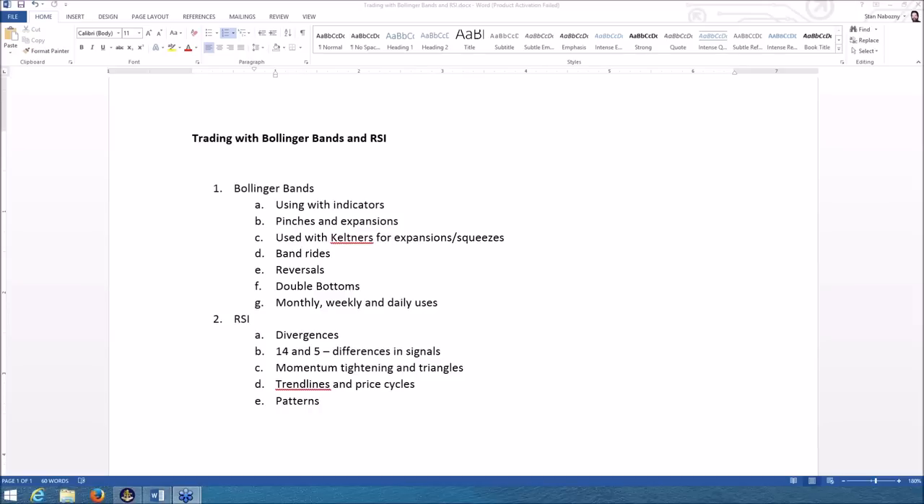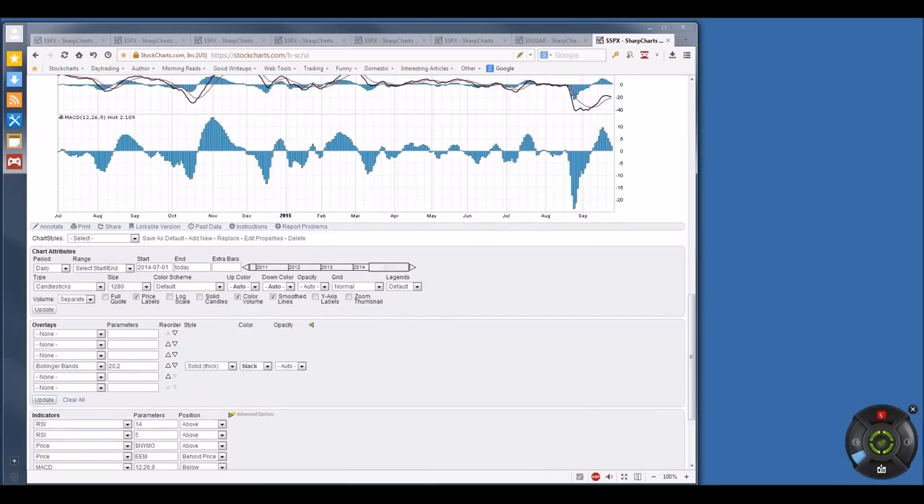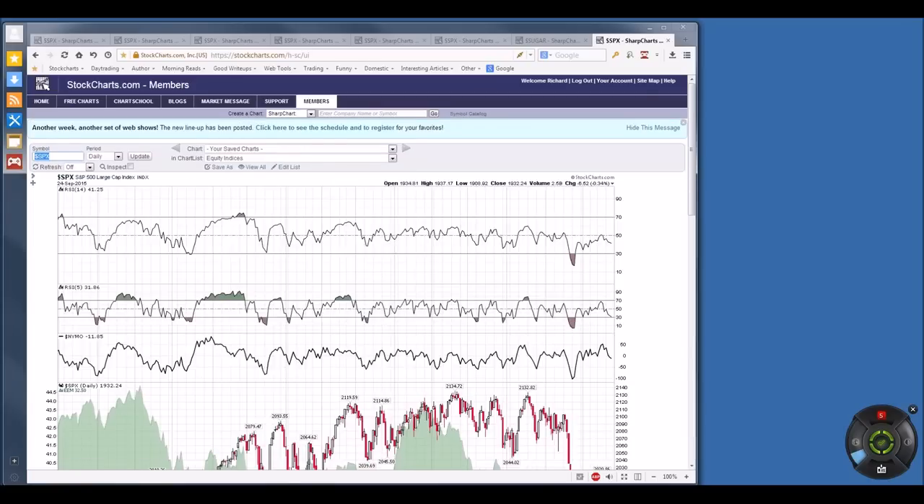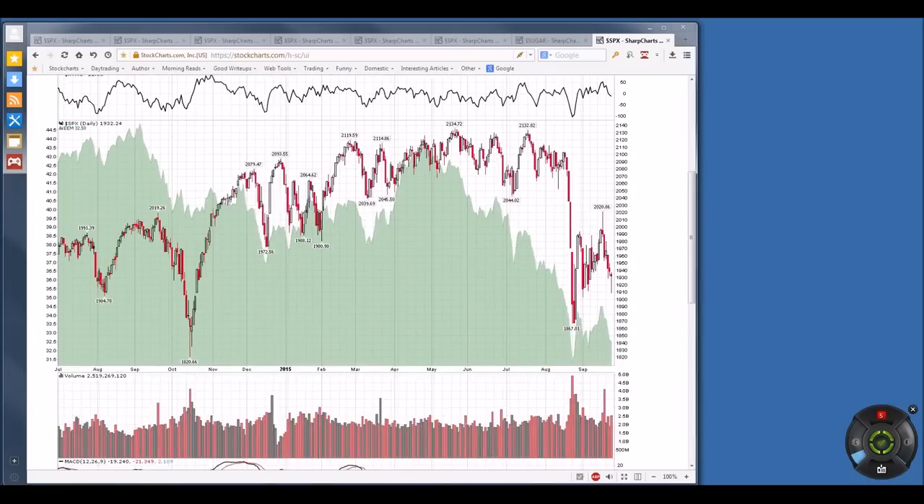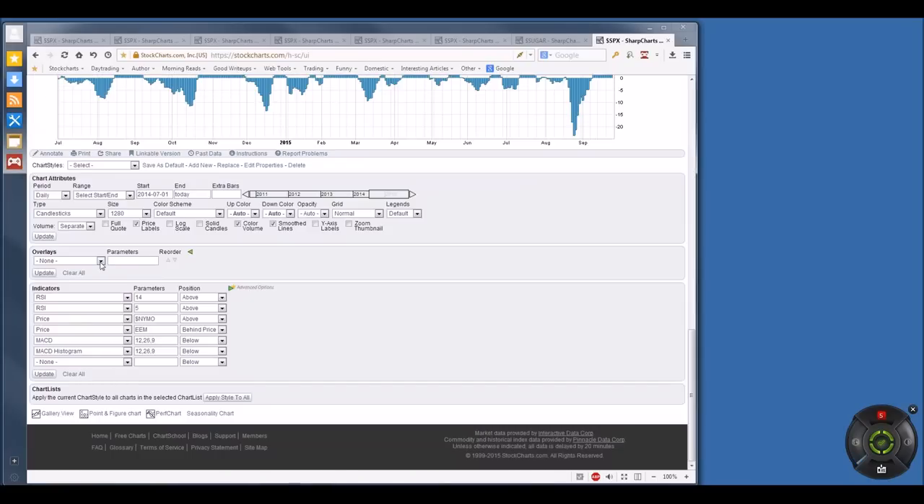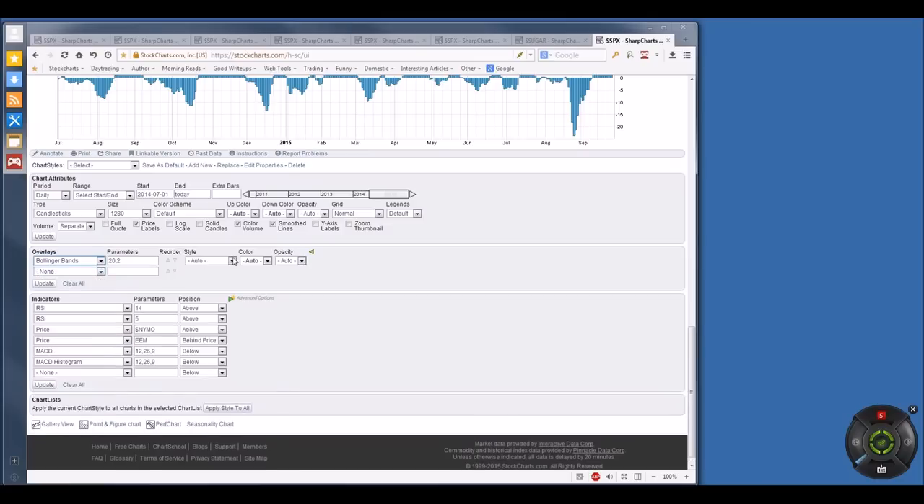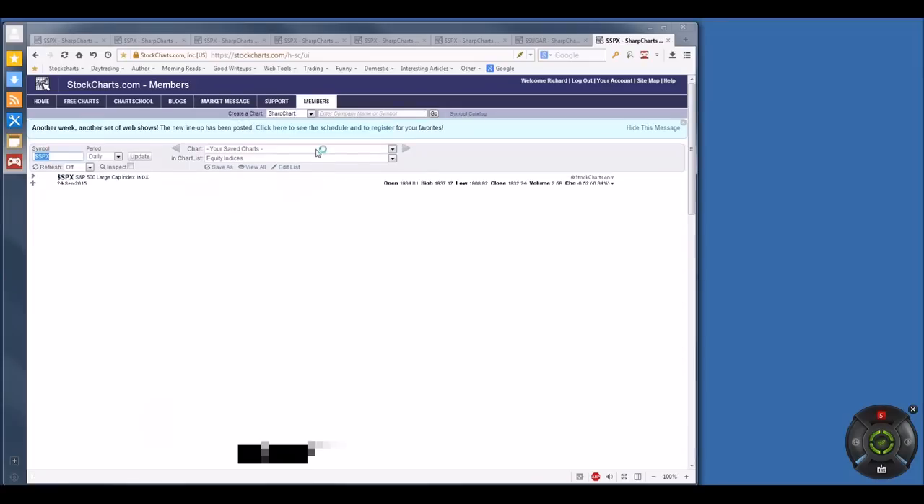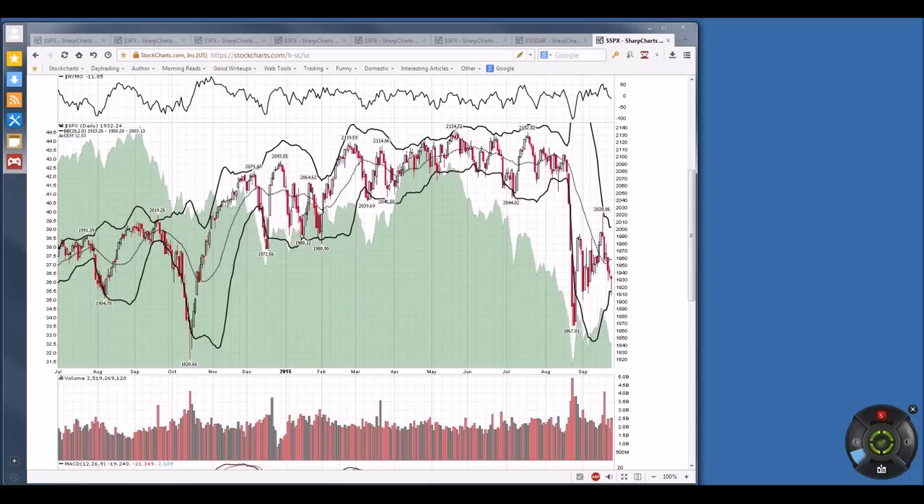Okay, now hang on, just make a quick change on this update. So I'm just putting in a fresh SPX chart here, and I'm putting Bollinger Bands back on, solid thick, color black. All right. Let's have a look at the way price behaves within it.